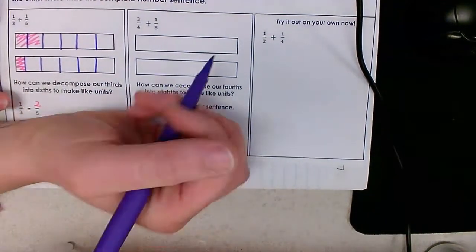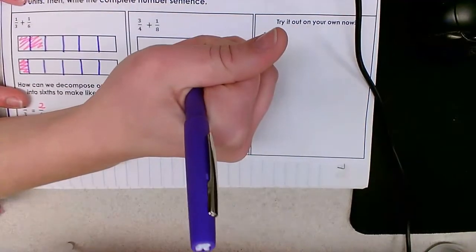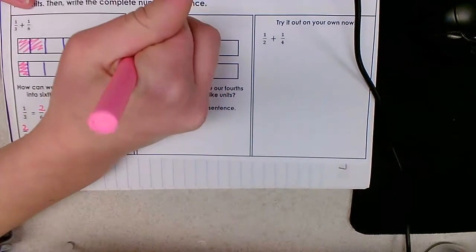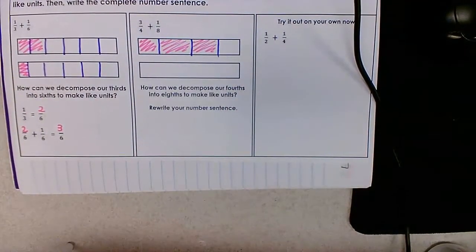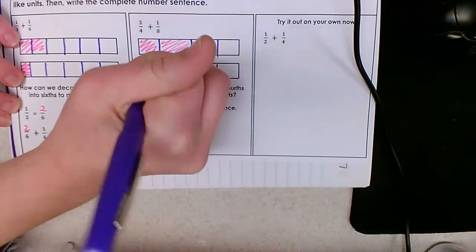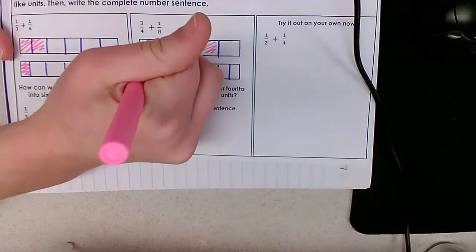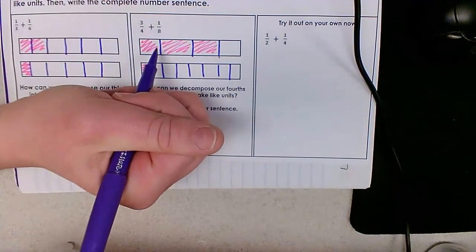Let's try it again. 3/4 plus 1/8. I have different units. First, I'm going to represent my fourths. And I have 3 of them shaded in. And then I'm going to represent my eighths. And I'll shade 1 of those pieces in. I can't add these together because they're different units. We have eighths and fourths. So let's decompose our larger units, our fourths, into eighths.